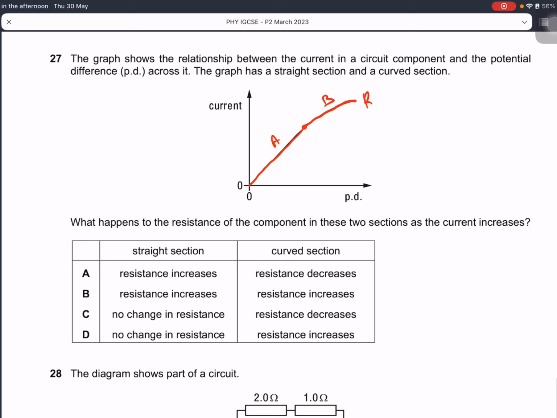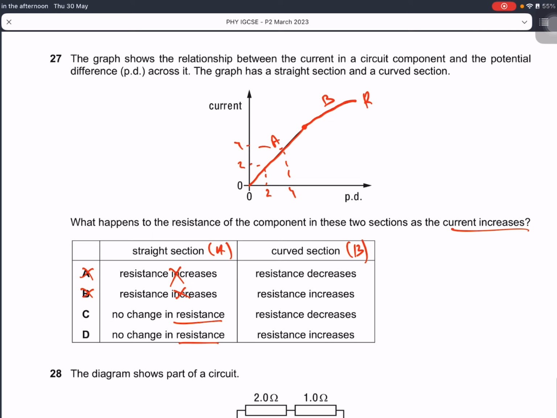As the current increases, let's call the straight section A and the curved section B. In the ohmic part, the resistance is always the same, yeah? It's a straight line. So if this is 2, this is going to be 1. Maybe this is 4, this will be 2. So linearly increasing, so it will again be 1. So no change in resistance, guys, okay? So A and B are definitely wrong, C and D remain.